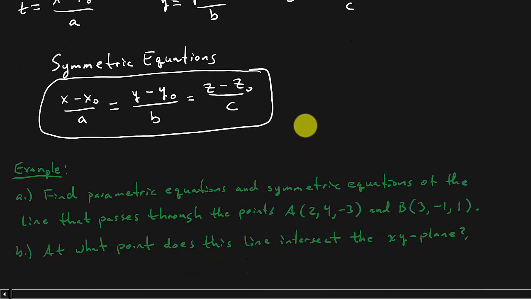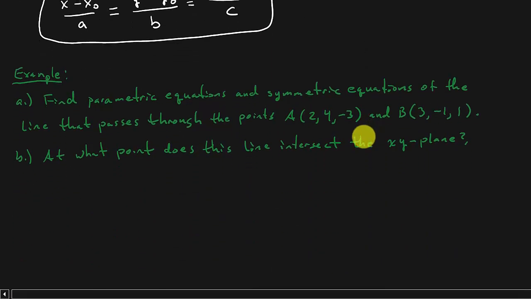All right, so let's look at another example. It says find parametric equations and symmetric equations of the line that passes through the points A and B. And then for part B, at what point does this line intersect the XY plane?